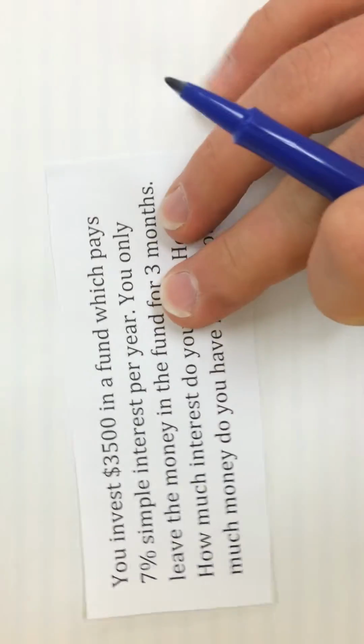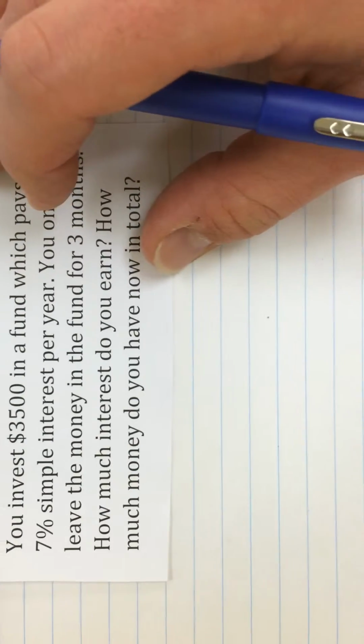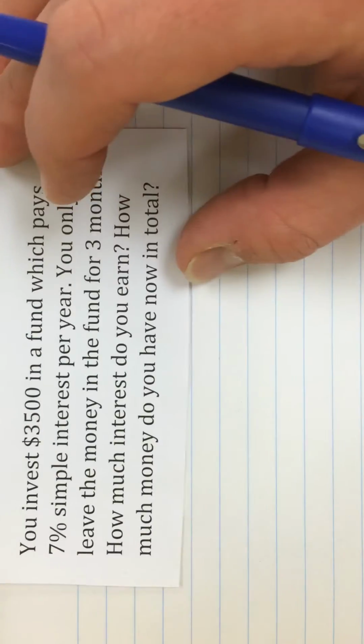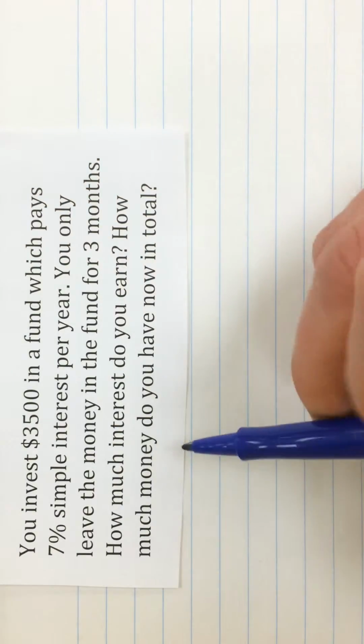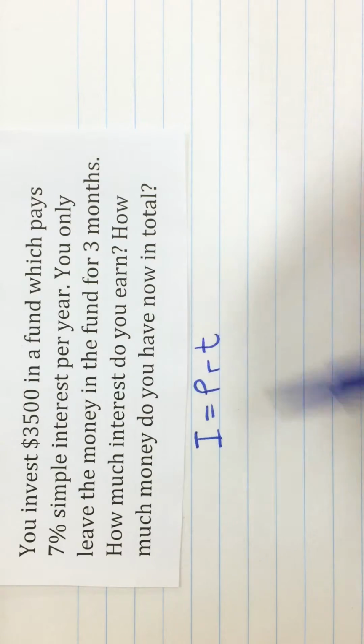All right, let's do another one. You invest $3,500 in a fund which pays 7% simple interest per year. You only leave the money in the fund for 3 months. How much interest do you earn, and how much money do you now have in total? Okay, well, remember our regular formula, interest equals principal times rate times time.